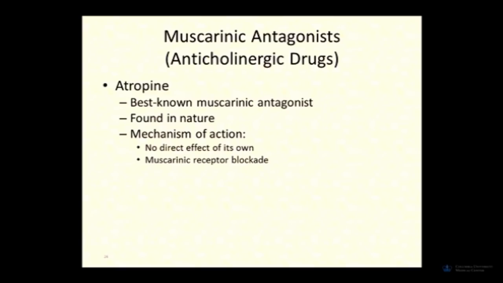Okay. And plants like eggplant are in the nightshade family. So different plants in that family produce different levels of atropine. Atropine is a muscarinic antagonist, and it's been around for a very long time. One of the early uses of atropine was cosmetically.